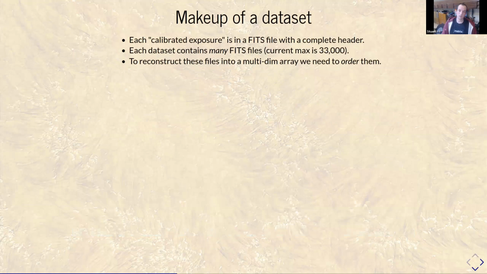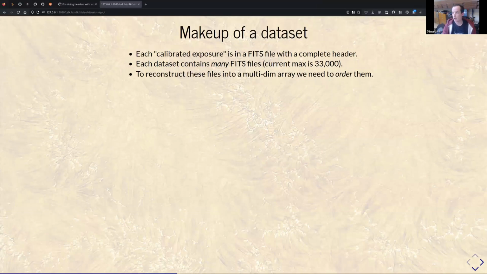So let's talk a little bit more about what's in one of these data sets. The data set itself, as a folder on your computer or in the data center, is a massive collection of FITS files. Each data set can have thousands and thousands of FITS files. Currently, I checked, the highest number of FITS files we have in a single data set is 33,000, but especially once the VTF is online, that number could well be in the hundreds of thousands per data set.